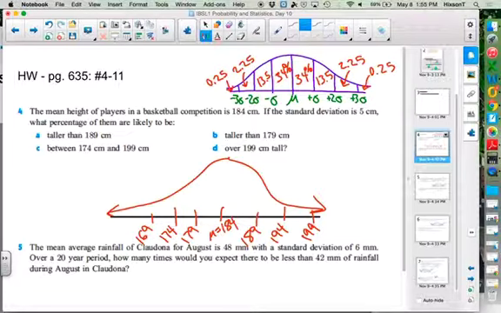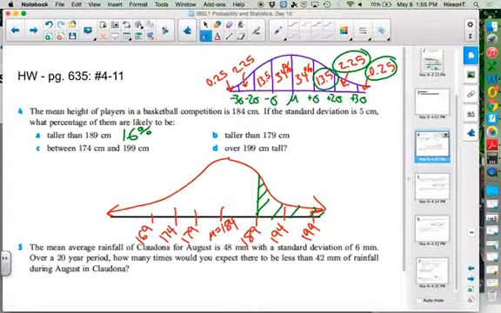Now when you're asked to figure out what percentage of the players are taller than 189 centimeters, you come over here and you look, oh, that's 1 standard deviation above the mean. So what is all of that? Well, according to this, it's 13.5 plus 2 1/4 plus 1/4. So what percent is that? 16%. So approximately 16% of the ball players are going to be over 189 centimeters.